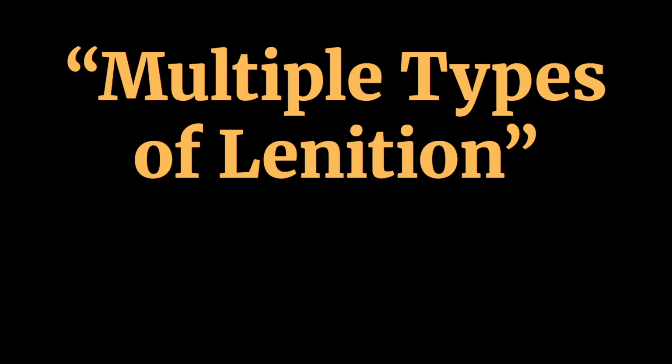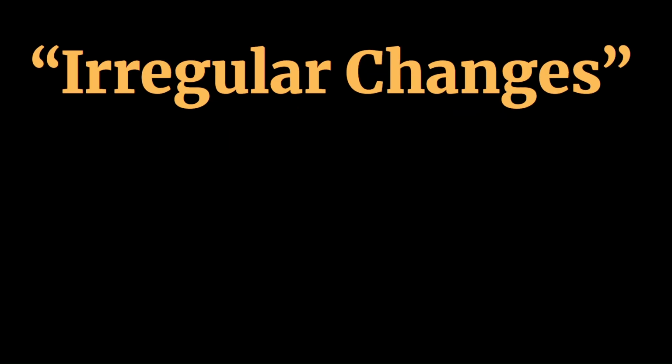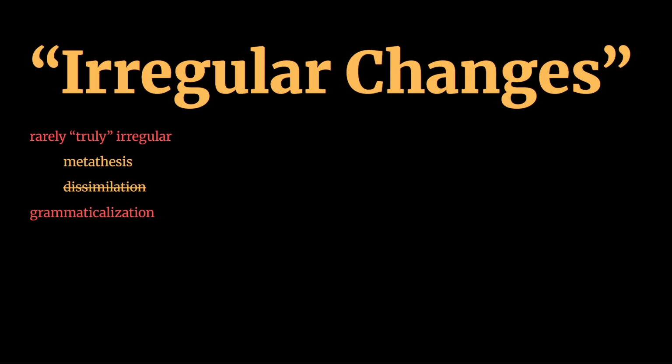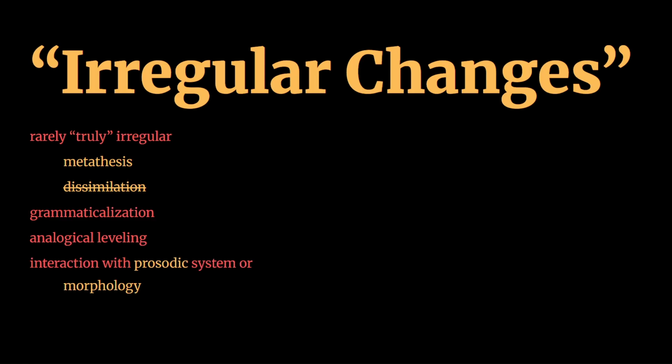Also, throughout the previous videos, I have made references to irregular changes. It's worth noting that irregular changes likely don't happen at all. The only exception to this may be metathesis or some types of dissimilation, although I'm not really sure about dissimilation. All other instances of irregular change probably fall into one of the following categories. When a word gets grammaticalized, it will often undergo changes that the rest of the language doesn't undergo. Similarly, analogical leveling can cause changes that are otherwise irregular. In general, these changes that appear to be irregular are likely interacting with a prosodic system or morphology, rather than being purely irregular sound changes.